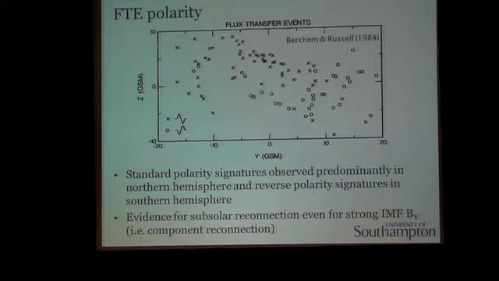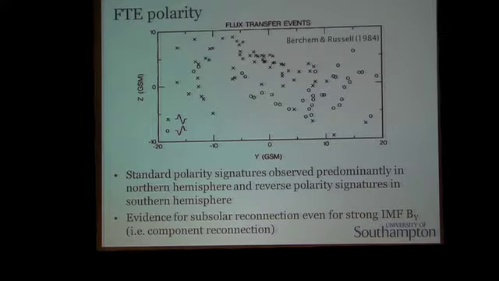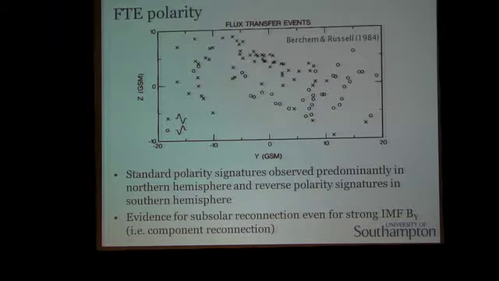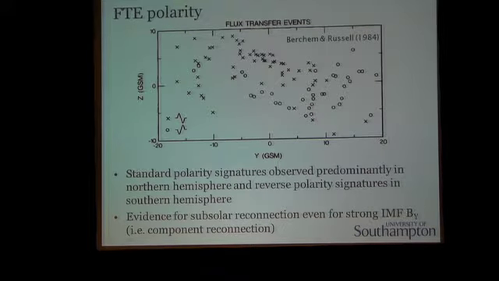So this shows statistical results of the location of flux transfer event signatures observed at the magnetopause projected into the YZ GSM plane. So we're looking towards the magnetosphere from the Sun. And the X's mark locations of standard polarity signatures, and the O's reverse ones. You see they're separated by a north-south divide, indicating that in general these events are formed somewhere in the middle. And those that move north give rise to the standard signatures, and those that move south give rise to the reverse ones.